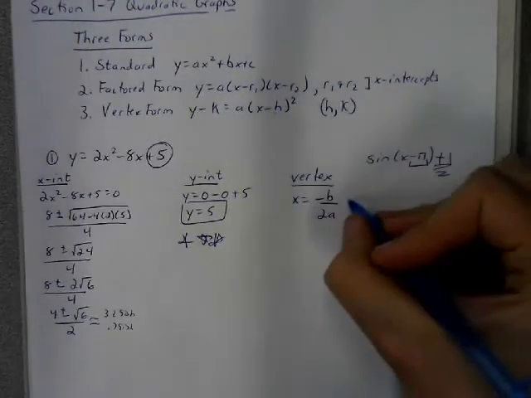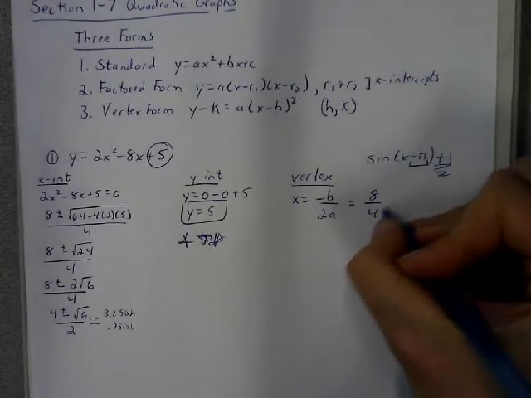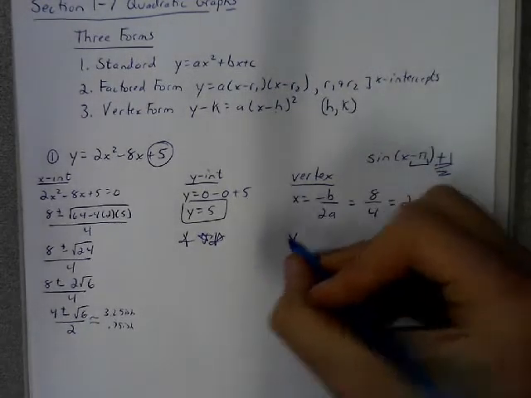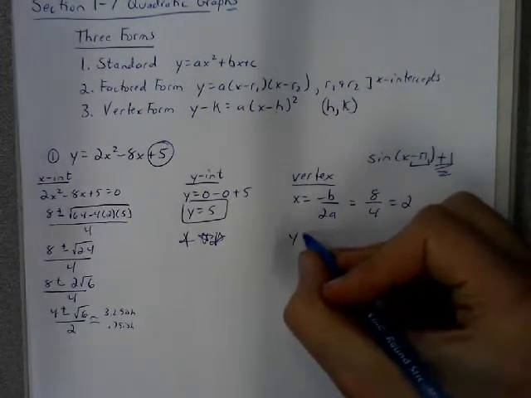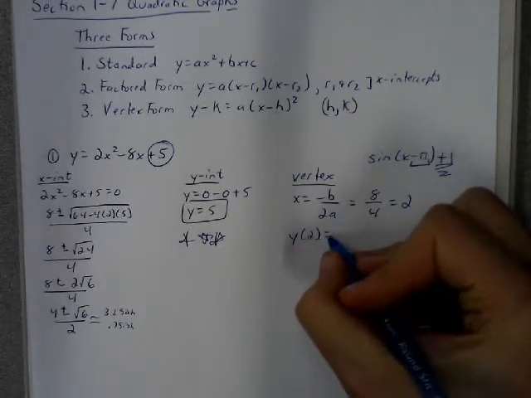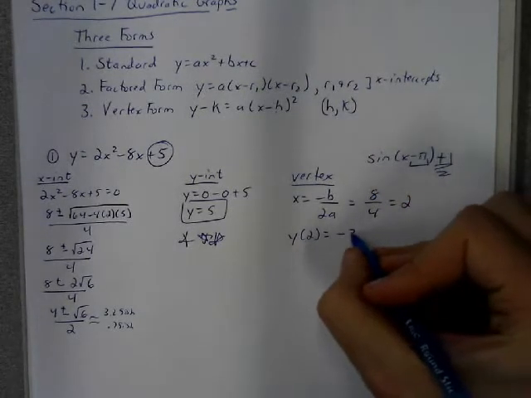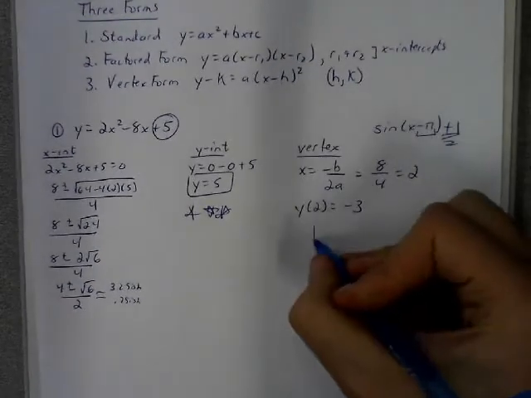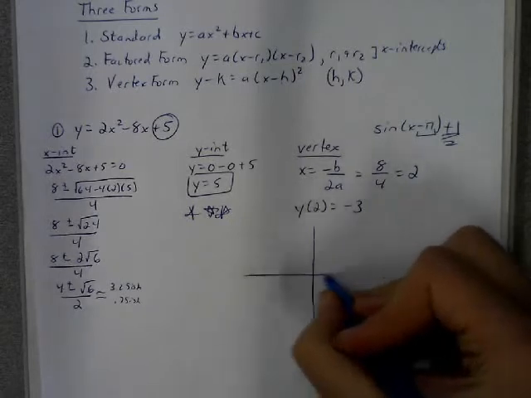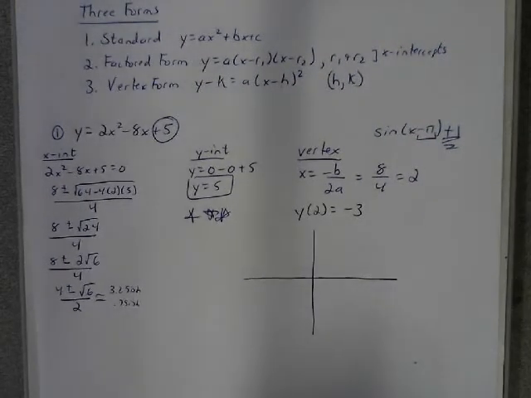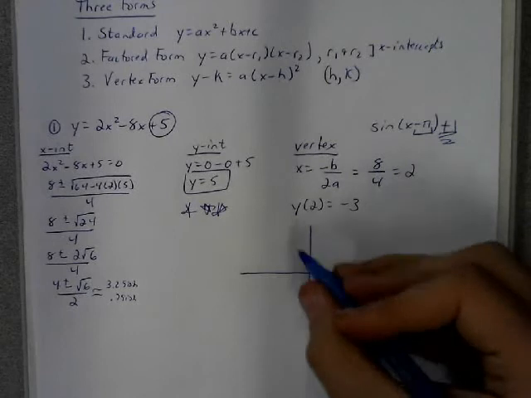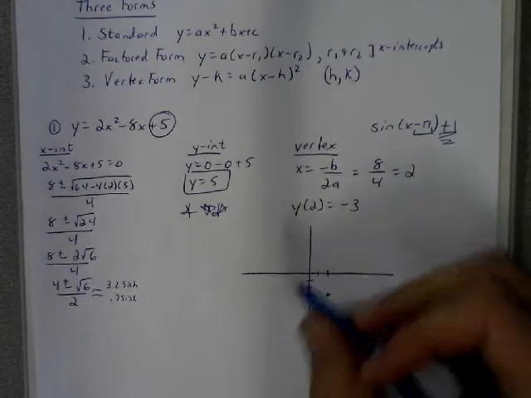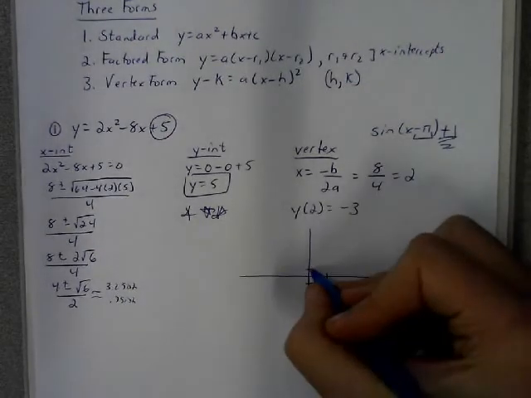If we plug in negative b, we get 8 over 4, which is 2. We can then plug that in for the x value and get a y value of negative 3. Therefore, we can now graph this. These are the three characteristics of every parabola that I want to see. I want to see the vertex, the x-intercept, and the y-intercept. So the vertex is at 2, negative 3. The y-intercept is at 5.